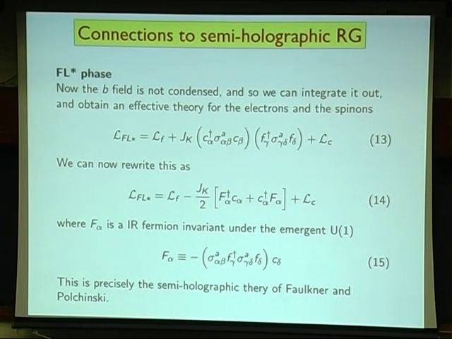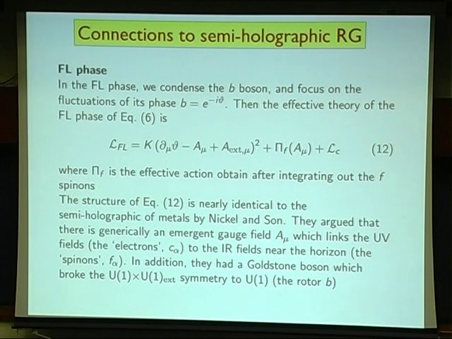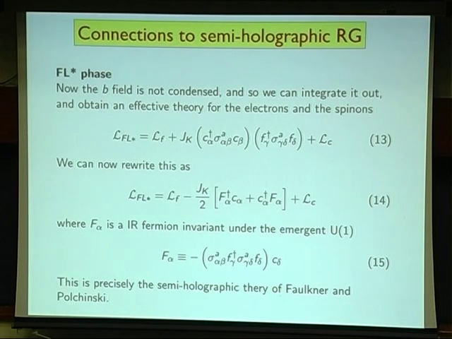I think I'm pretty much done. So what I've shown you is that there are these two phases, which we can essentially prove exist, two compressible phases, FL and FL star. And if I look at the sea of theories in string theory today of compressible phases, they seem to be one or the other. In fact, even with the semi-holographic RG that Mukund talked about, there's the one approach where you do the RG on the gauge fields, and that gives you this structure of Nickel and so on. And then there's the approach where you do direct fermions, and that gives you this structure of Polchinski and Faulkner.